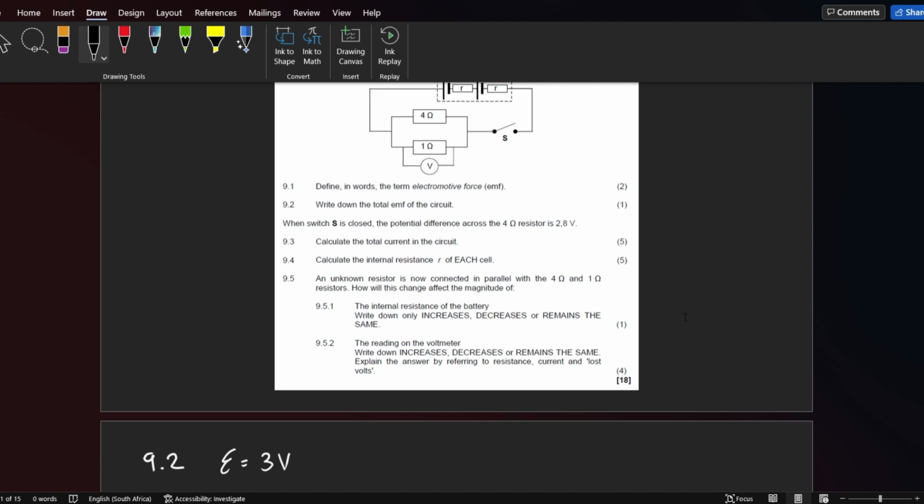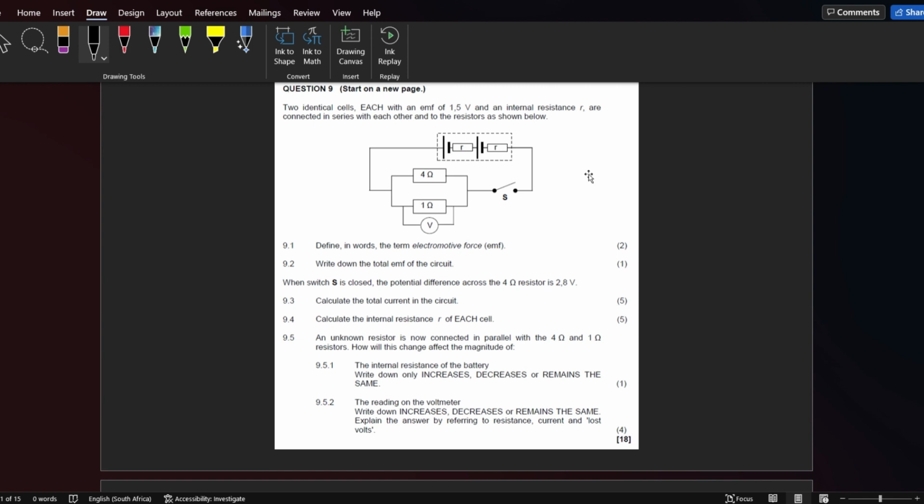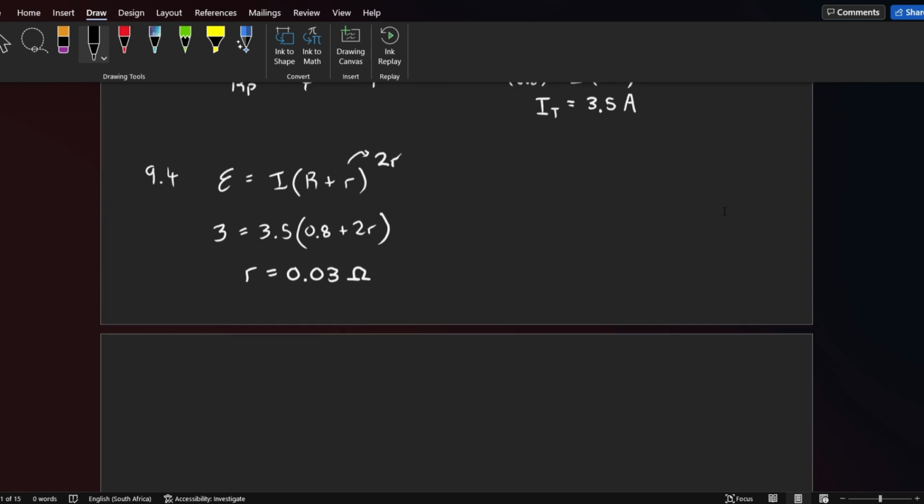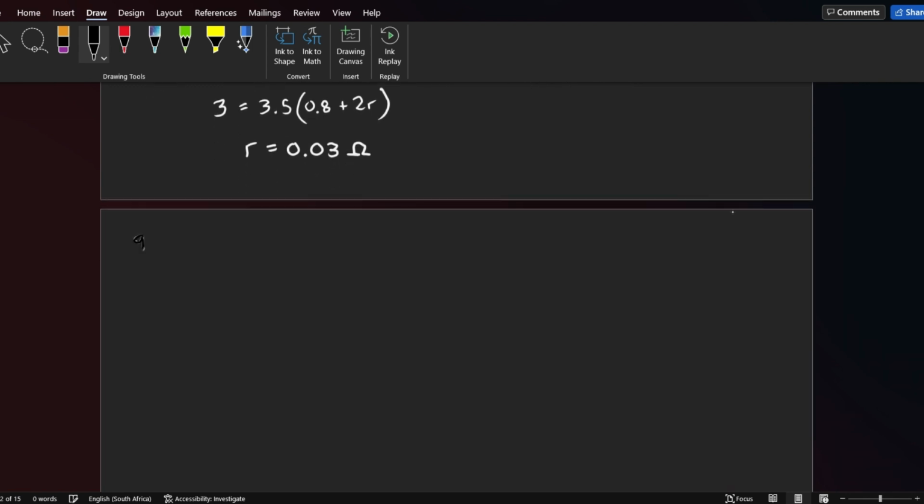Now the internal resistance, the resistance value of a battery is constant, right? The resistance of any resistor or the resistance of any battery is always constant regardless of changes in resistance or in current of the external circuit, or regardless of the change in the voltage. So for 9.5.1, our answer would be remains the same. So the internal resistance of each cell would remain the same regardless of adding resistors in the external circuit.